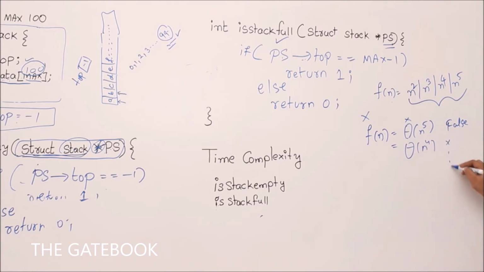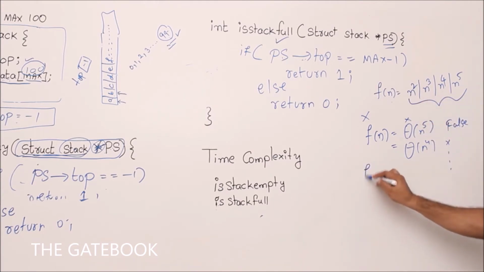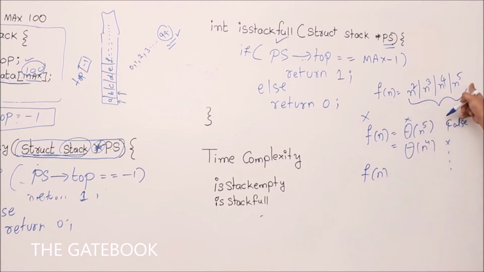Can I say theta of n to the power of 4? No. You can't say any of the theta. Like you can't say theta of n power 5, you can't say theta of n power 4, because it is varying from n square to n power 5. Then in this situation only you can go for order notation and omega notation.